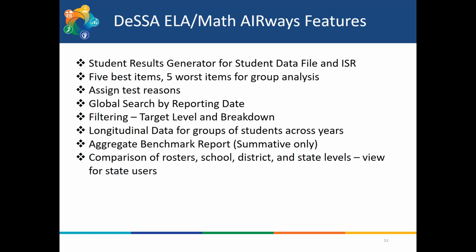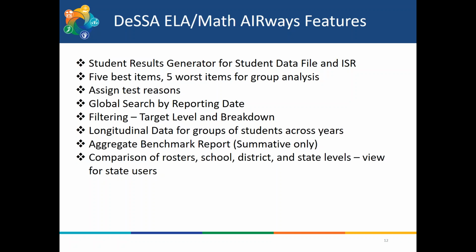So these are the new features that you have available for the interims in Airways for ELA and math. The first 3 were available in previous years. So you can generate data files and ISRs. You can look at the 5 best items, 5 worst items, and you can assign a test reason. Although assigning the test reason has not taken off, a lot of people are not using this. It is a very good tool to be able to retrieve information later on about a particular test session.